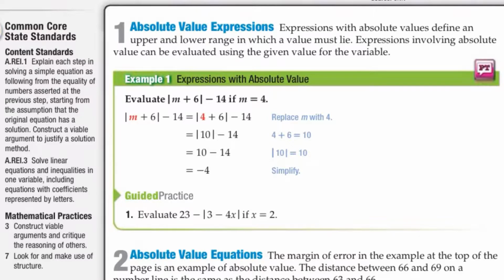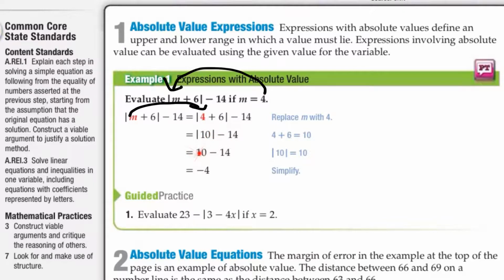But the problem is, look at this one carefully. They're telling us what m already is. They're saying m equals 4. So when I have the equation, all I'm going to do is put the 4 into m. So that's what they do right here. You see? M becomes 4. So it's the absolute value of 4 plus 6 minus 14. When that happens, I get 4 plus 6 is 10. I still have absolute value. We're not there yet. And then the absolute value of 10 minus 14.